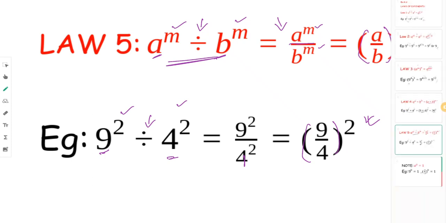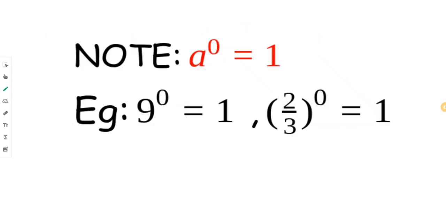This is just a note, okay? Just understand. In case you come across something like a to the power 0, it will always be equal to 1. So look at this example. Can you see 9 to the power 0? It's not 9. If it is 0, then it will just be 1. Remember that this is different. 9 to the power 1 is 9, but when you come across 0 as the power, it will simply be 1.